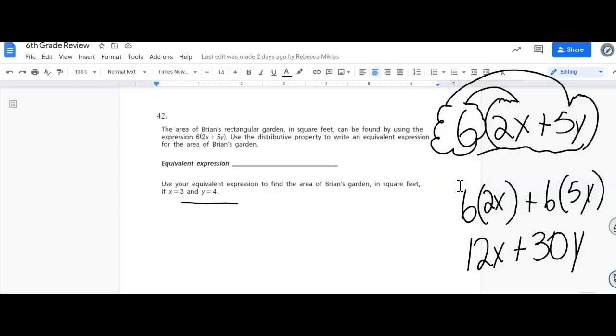Who found out what the final answer would be when x is 3 and y is 4? Tyson. 156 feet squared. All right, nice job. Please make sure you come to your test tomorrow morning with your calculator. If you do not have one, make sure you ask your teacher giving the test for a calculator.